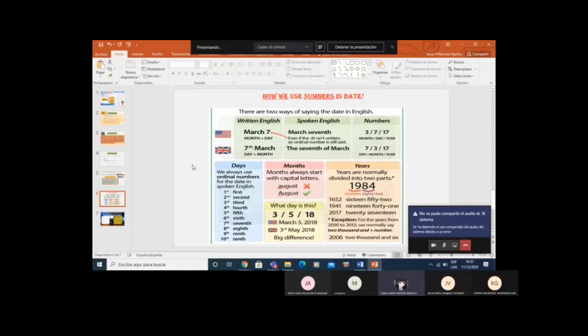On years, the years are normally divided into two parts. In this case, we are watching 1984, and also we have here 2017, but we also have exceptions. For the years from 2000 to 2010, we normally say 2000 and then the number, in this case 6, or another number. Here, for example, we say 2006. That's all. It was really very short.